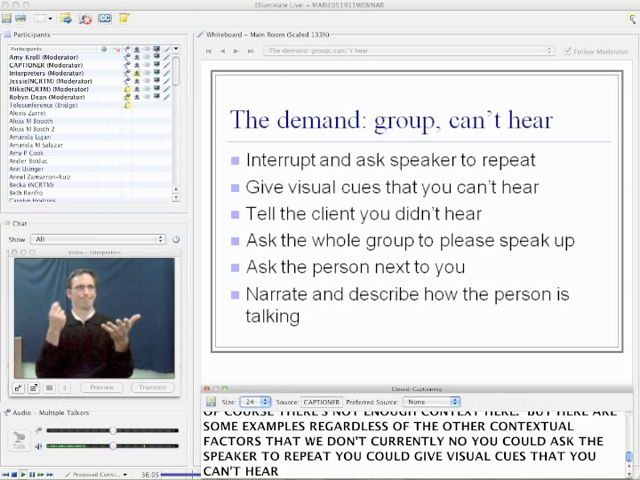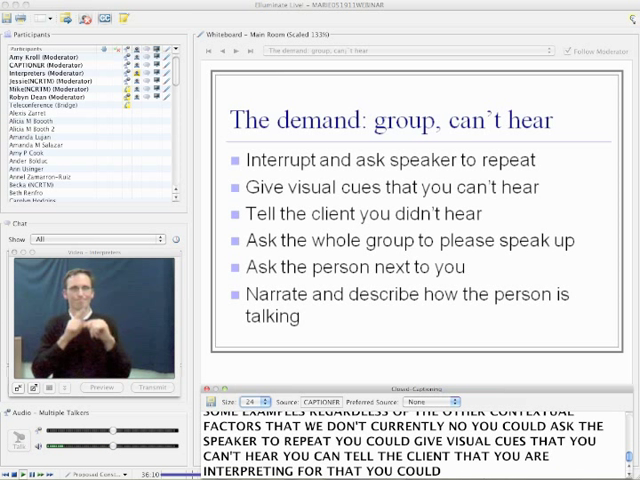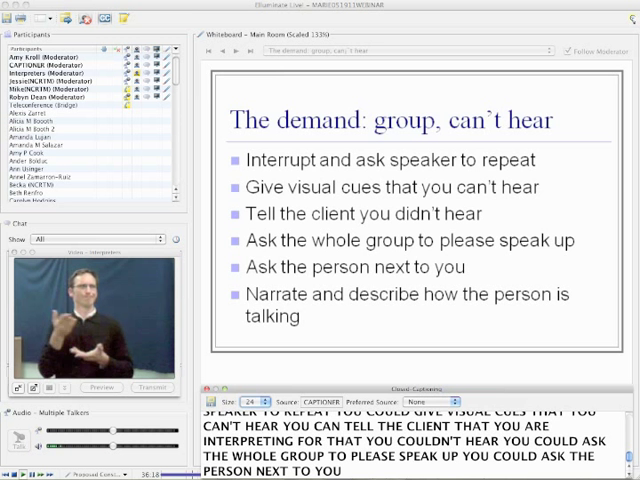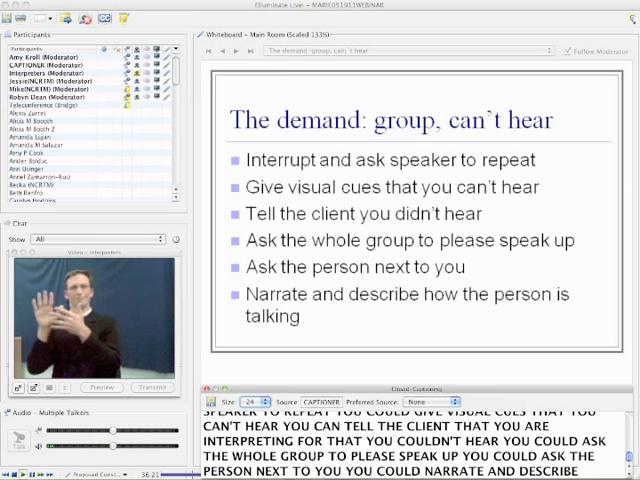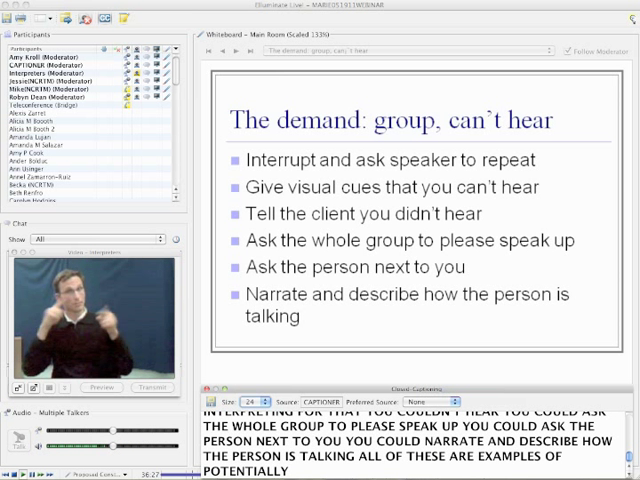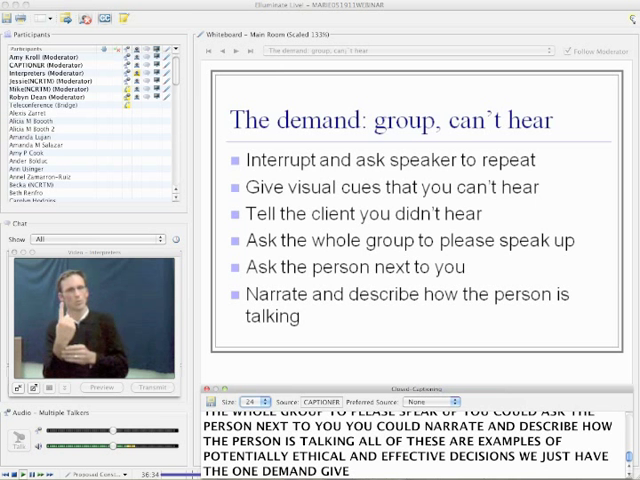You can tell the client that you're interpreting for that you couldn't hear. You could ask the whole group to please speak up. You could ask the person next to you. You could narrate and describe how the person is talking. All of these are examples of potentially ethical and effective decisions, ones that we really can't decide yet on because we don't have enough contextual factors. We just have the one demand given to us. But all of these are effective and ethical controls.